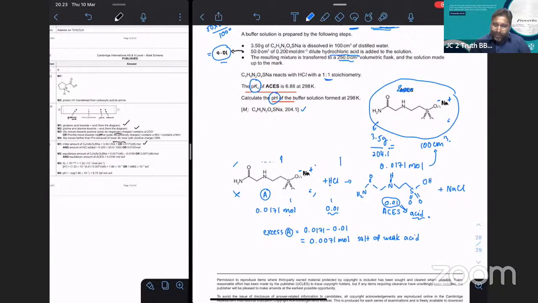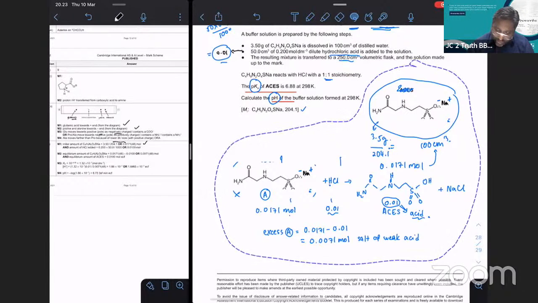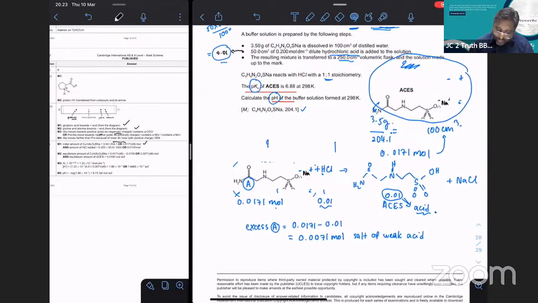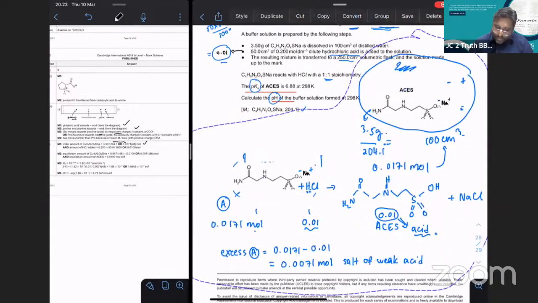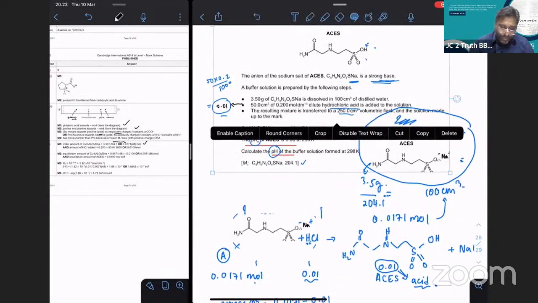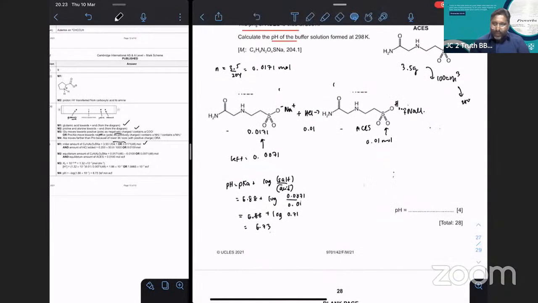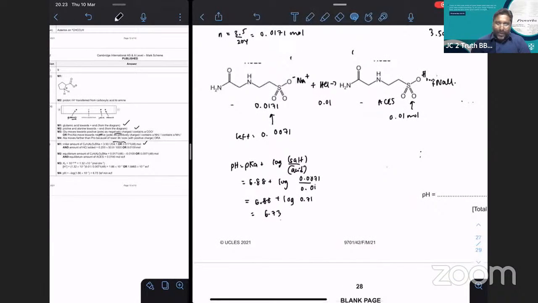Now, the pH can be calculated quite easily, only if you understand all this. You can calculate it by using this formula: pH equals pKa plus log of salt divided by acid. The pKa for aces is given as 6.88. You just put it over there.